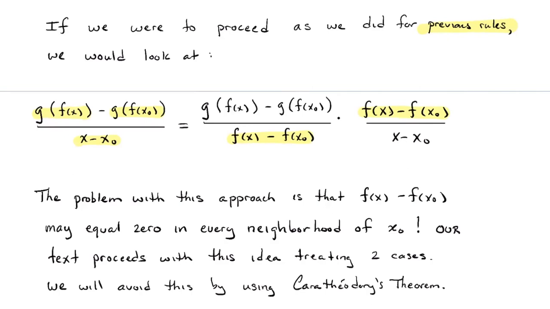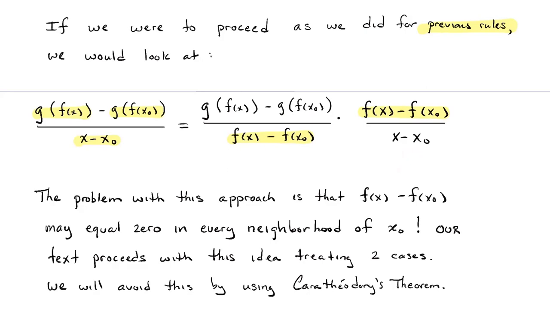Because this first factor looks like g prime at f of x naught, the limit of it anyway, since it's g of f of x minus g of f of x naught over the change in f. The second thing looks like f prime. So their product looks like what the chain rule is supposed to be telling us. But there's a little bit of a difficulty. It can be worked around.